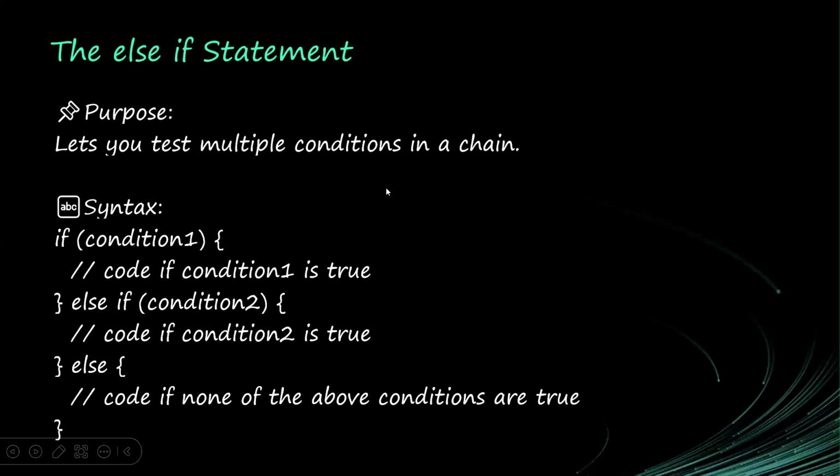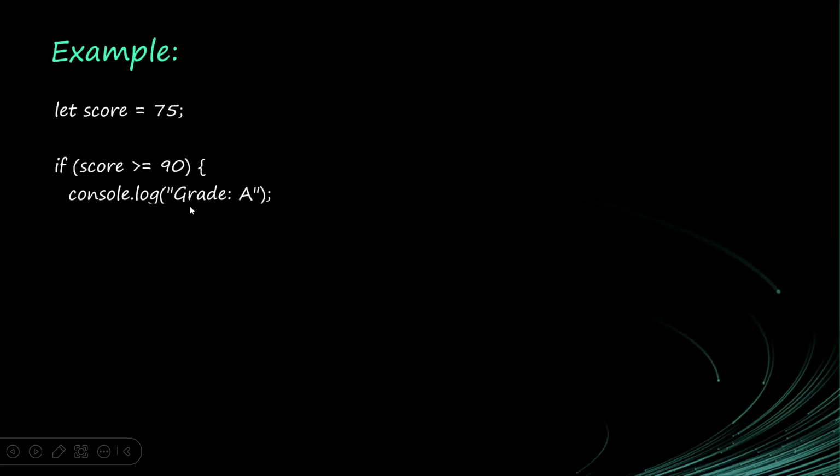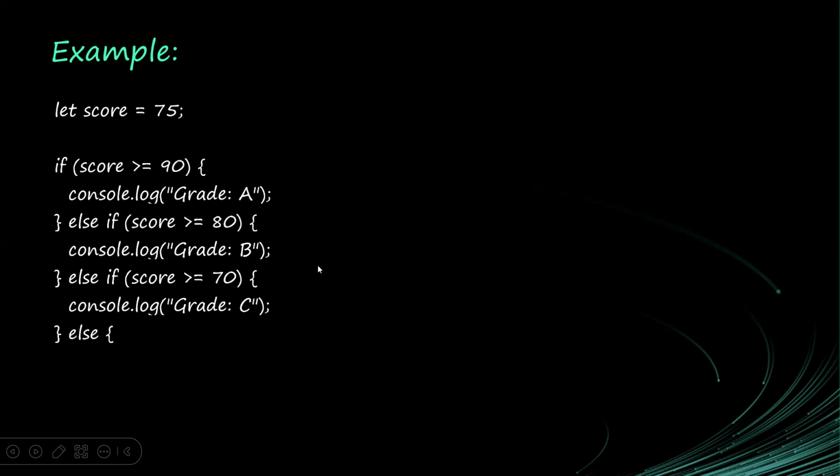So you can practice with this, work around with it, do multiple conditions. All right, practice it. Now if your score is greater than or equal to 90, console.log grade A. If it is greater than or equal to 80, console.log grade B. You understand? So we are checking multiple conditions here to grade the student. This is an example.